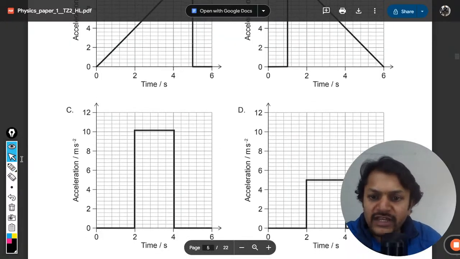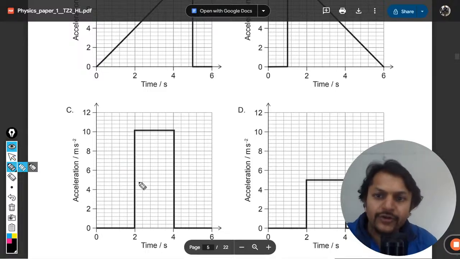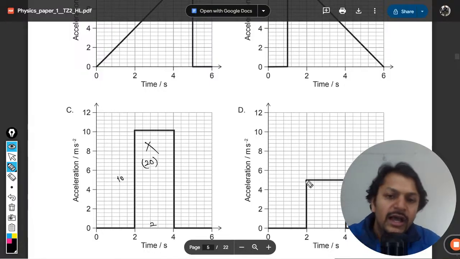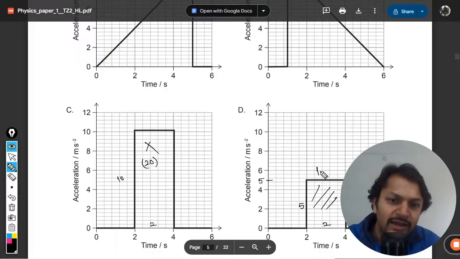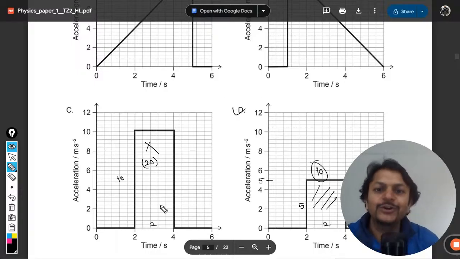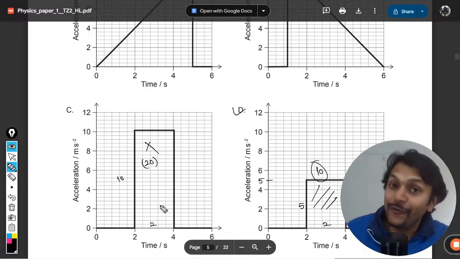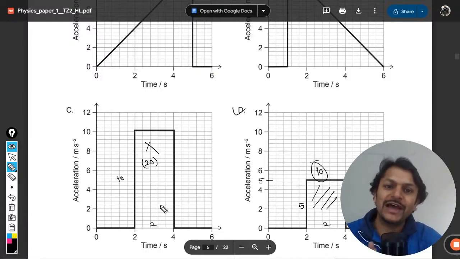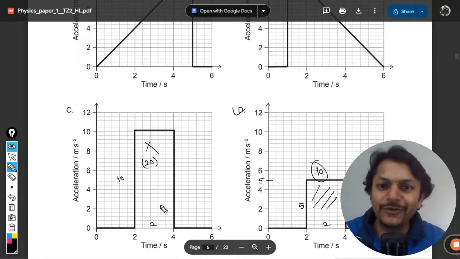So in the case of C, this is a rectangle. The area is length into base. This is 2. 4 minus 2 is 2, and this is 10. So area here is 20. Even this is wrong. And this is 2, and this is 5 value here. So 5 2s are 10. So D is the correct answer, and this is how we are going to do it. Very tricky question, I would say. IB has created a very beautiful question, no doubt about that. So this is how we do this question.